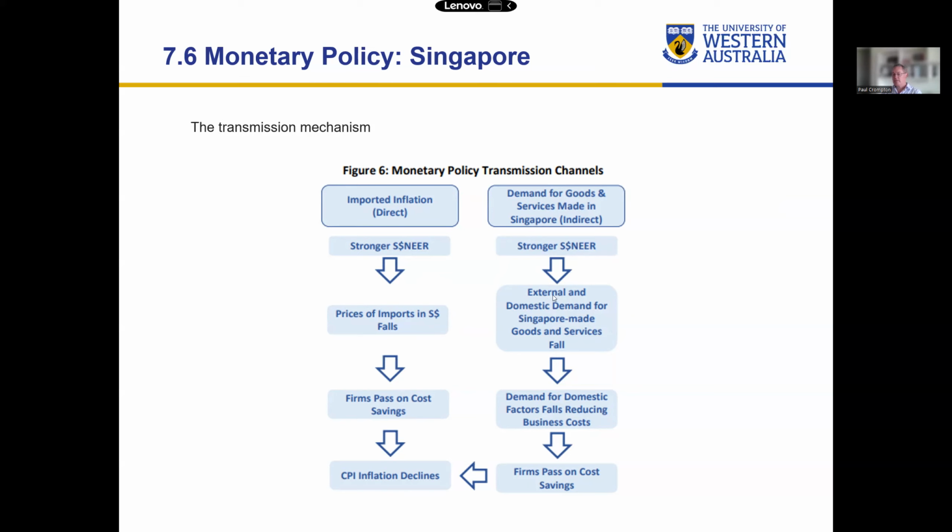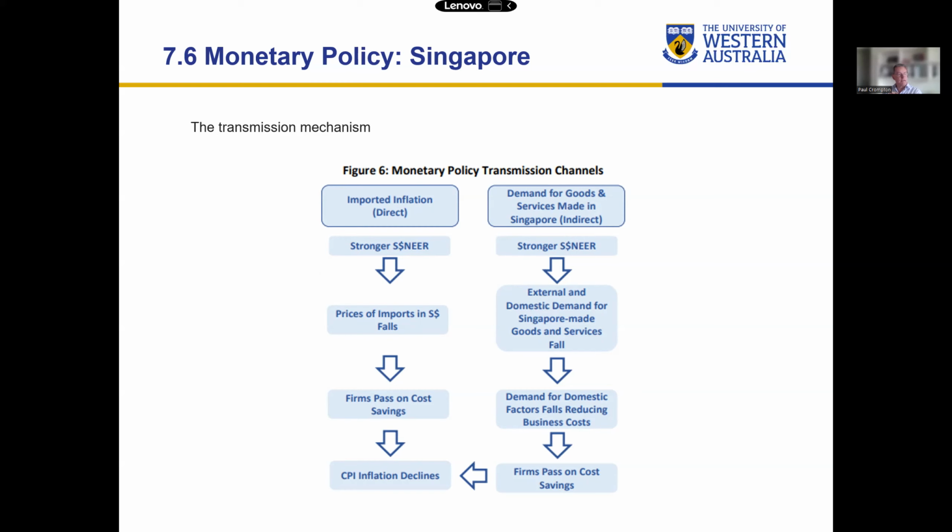So demand for Singaporean goods and services falls by foreigners, that's the external, and it also falls by local Singaporeans, that's the domestic component. So both foreigners, external, and Singaporeans, domestic, both of those groups of people will reduce their demand for Singaporean-made goods and services. And that means that domestic production levels in Singapore fall. As domestic production levels fall, what is going to happen?